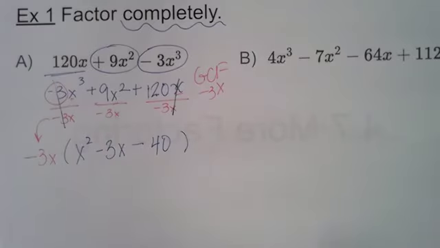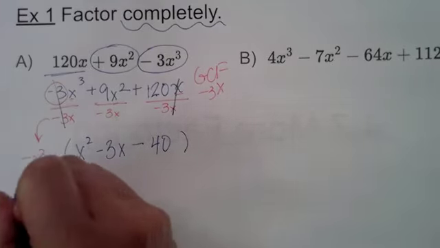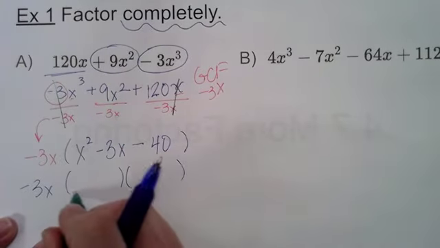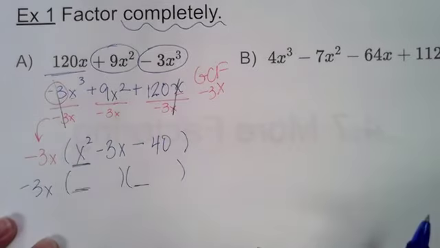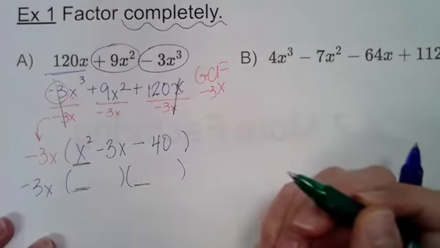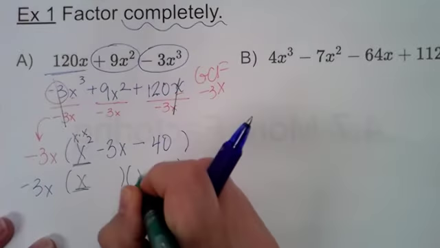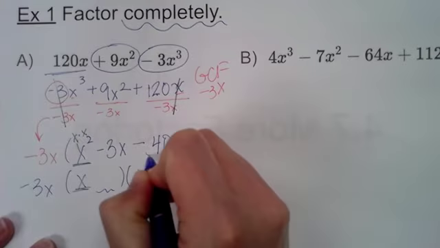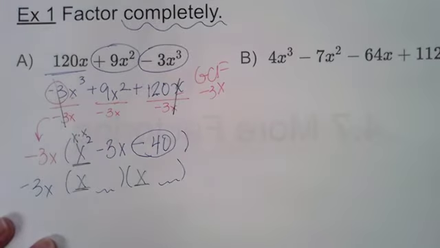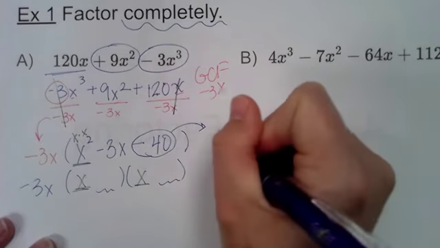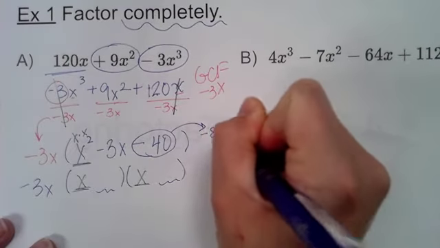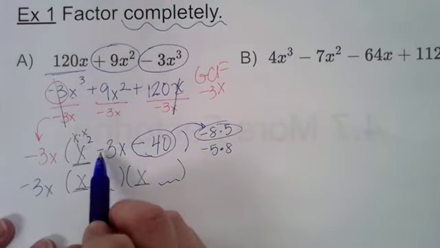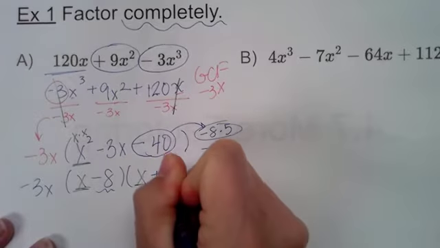All right, we're not done. We found a GCF, and now we get to double bubble the leftovers. Let's see. First times first has to be the first thing. What times what is x squared? X times x. X times x is x squared. And then last times last has to be negative 40. What times what is negative 40? Negative 8 times 5, or negative 5 times 8. We definitely want this one because we want the negatives to win. So negative 8 and positive 5.